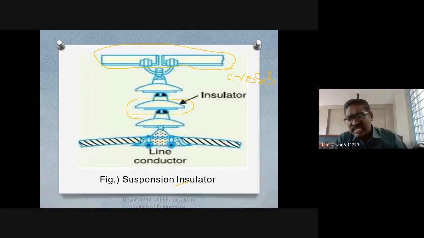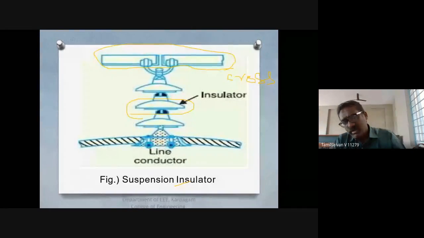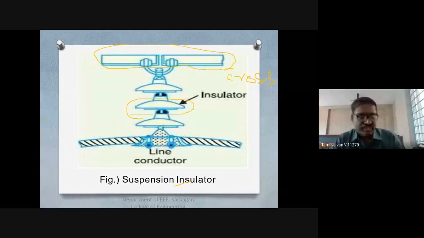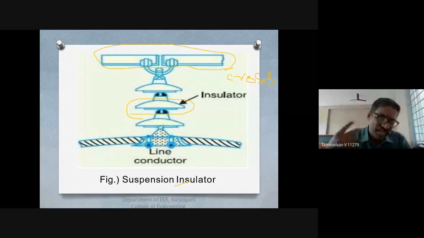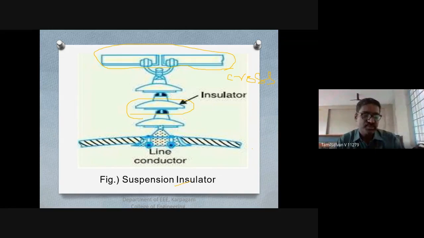Second, depending upon your voltage level, you can add the number of discs. If any one disc is damaged, we can replace it very easily, and it provides more flexibility. That's why we go for suspension type of insulators for your higher voltages.